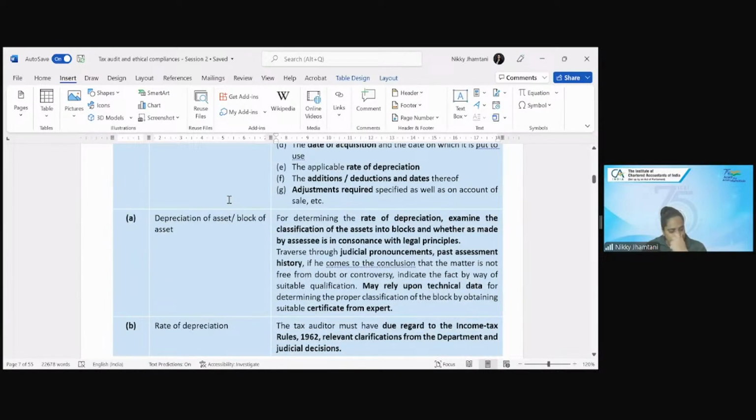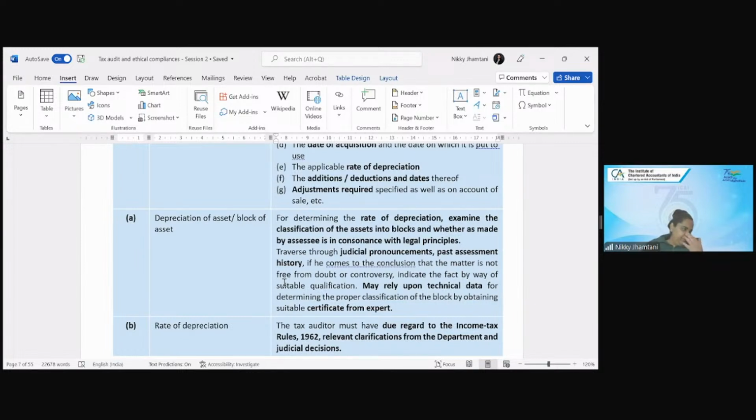अब rate of depreciation determine करने के लिए क्या करना है आपको, क्योंकि आप रेट वेरीफाई करोगे एंड मेंशन करोगे कि क्या रेट लगेगी. So for determining the rate of depreciation, examine the classification of the assets into the blocks and whether as made by the assessee is in consonance with legal principles. Traverse through judicial pronouncements, past assessment history. If he comes to the conclusion that the matter is not free from doubt or controversy, indicate the fact by way of a suitable qualification.